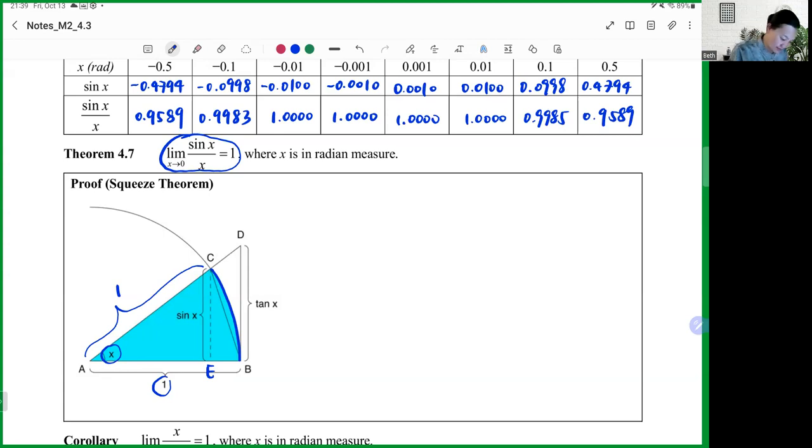Let me write it down. In sector ABC, arc BC divided by AB equals the angle x. Therefore, BC equals x.